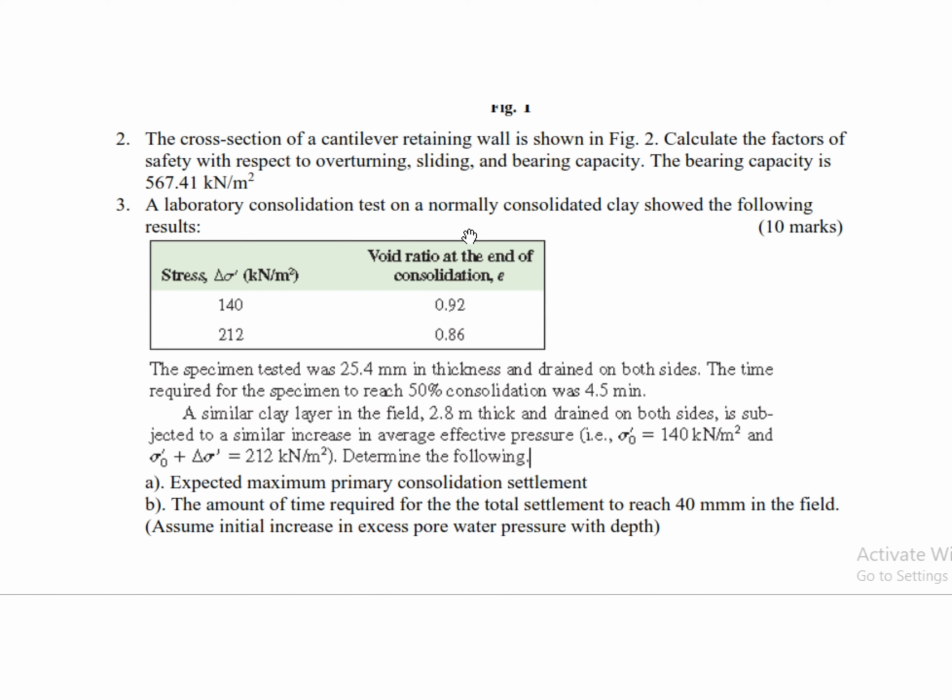So this one also requires some background information. Usually you do the odometer test or 1D consolidation test in the lab and use the result to solve an actual problem. So here again, a similar clay in the field, 2.8 meter thick, drained on both sides, is subjected to a similar increase, 140 to 212. Determine the expected maximum consolidation, and the amount of time required to reach a total settlement of 40 millimeter in the field.